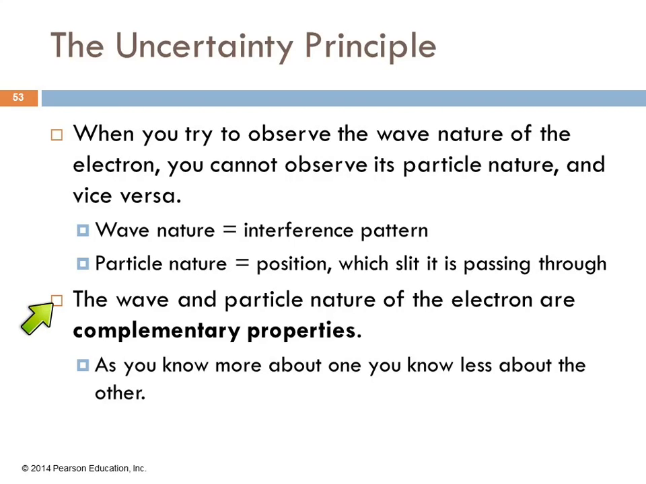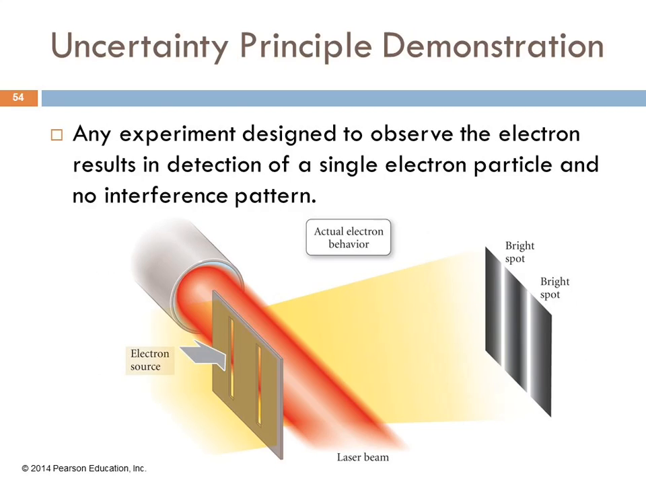The wave and particle natures of the electron are complementary. The more you know about one, the less you know about the other. Some of you may say, could we just not know anything about either of them? Afraid not. So here's how they determined which slit the electron was going through.